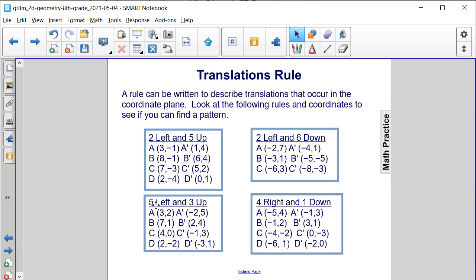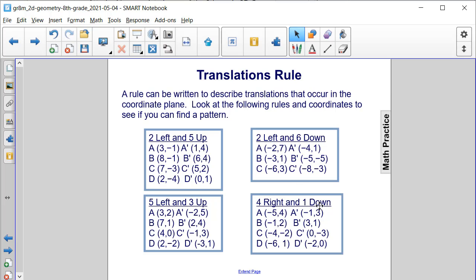Let's see if that happened also when we went 5 units left. I went from 3 to -2, 7 to 2, 4 to -1, 2 to -3. Oh yeah, I am subtracting 5 units. See, left 2, so -2 to -4, -3 to -5, -6 to -8. I'm subtracting 2 from the x-coordinate to get the new one.